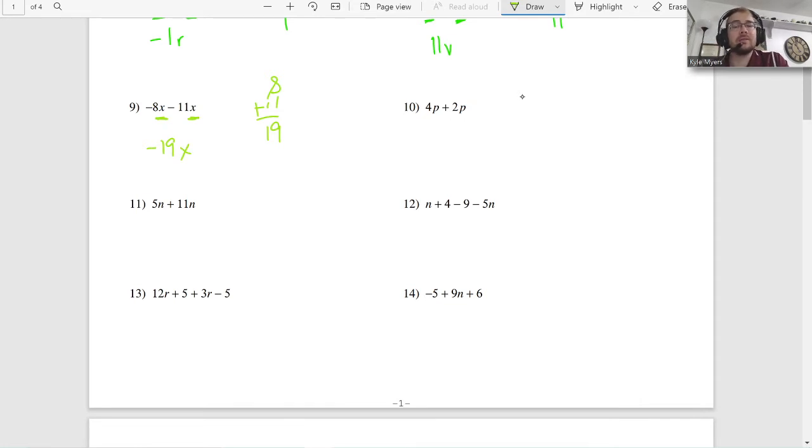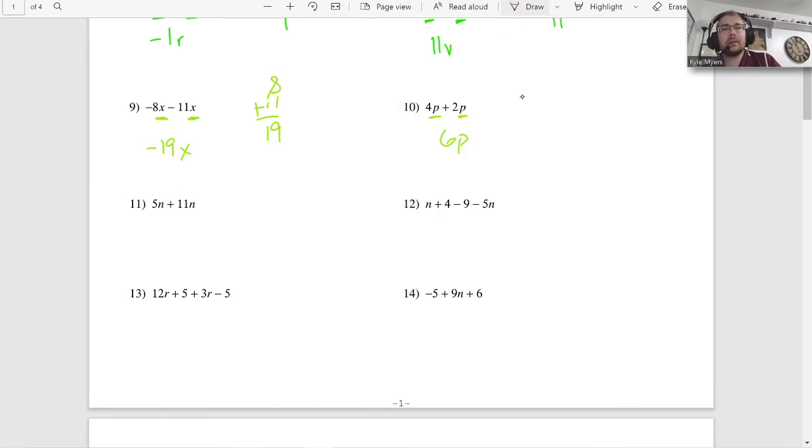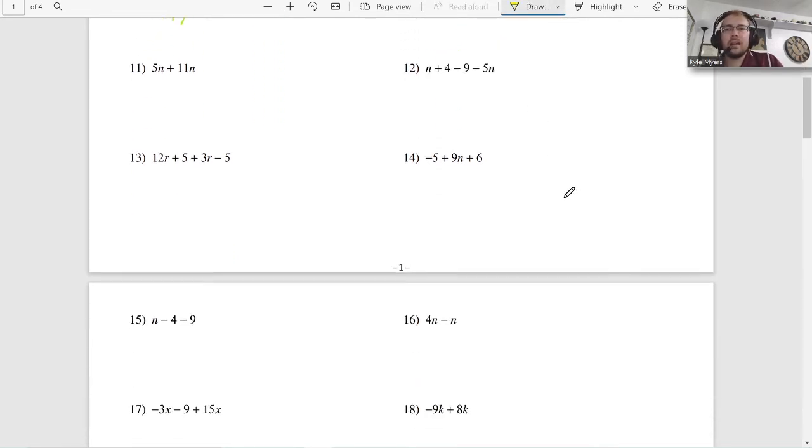4p plus 2p. This one's a pretty simple one. They both have p. There's not different powers of p. I can add the numbers. So 4 plus 2 is 6. And I tack on that p there. All right. Now we're on to yellow. Go back to draw. There we go.